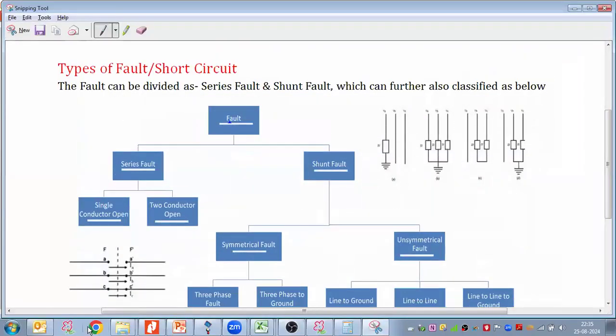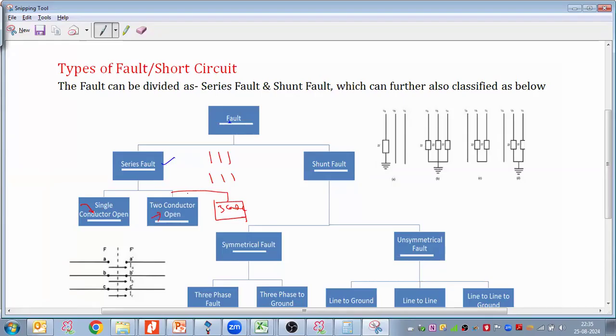I'm telling fault is of two types, series fault and shunt fault. And further, in the series fault, the fault will occur when a single conductor is open, or when two conductors are open. Can I write three conductor open as well? No, sir. Three conductor open means no power flow. It means you are isolated from the system. The conductor is isolated.